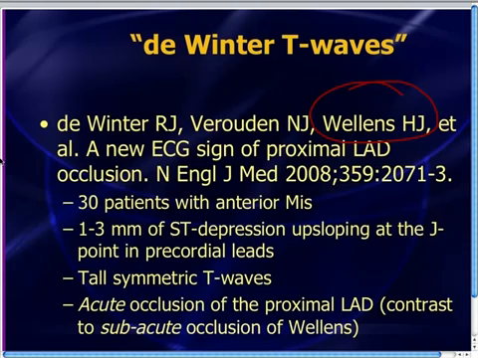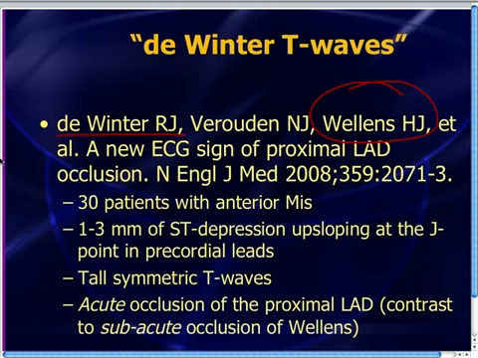And these are referred to nowadays by many people as Dewinter T waves because the first author on this article was Dewinter. I don't know what his first name is, but we're just going to call them the Dewinter T waves, and that's what is starting to be referred to in the literature. In this study, they described in the New England Journal 30 patients that presented to their service with anterior wall MIs, and they had unusual ST segments with T waves.